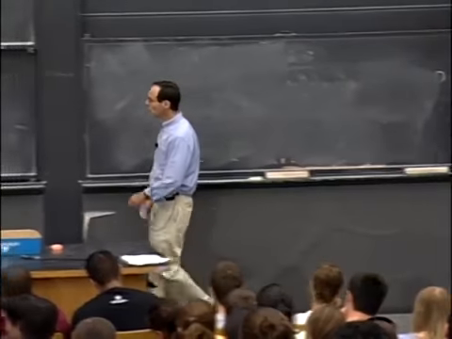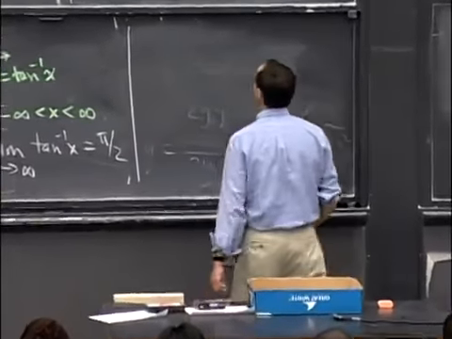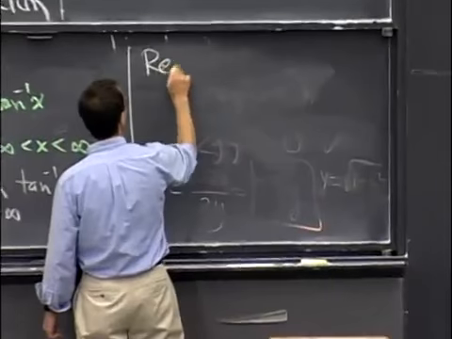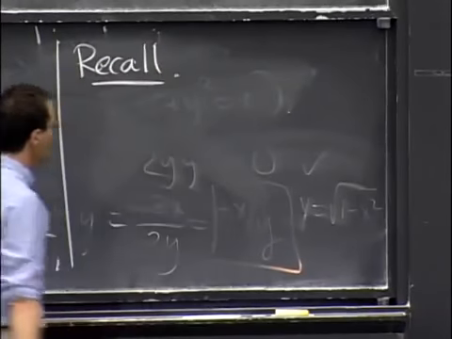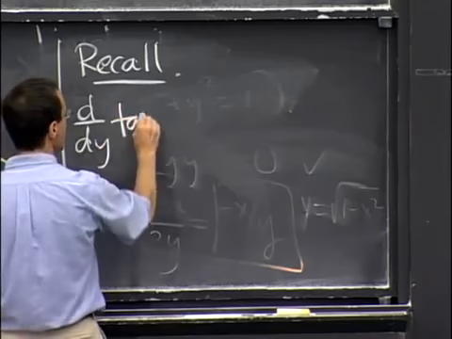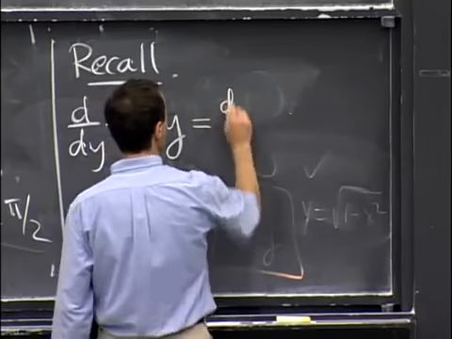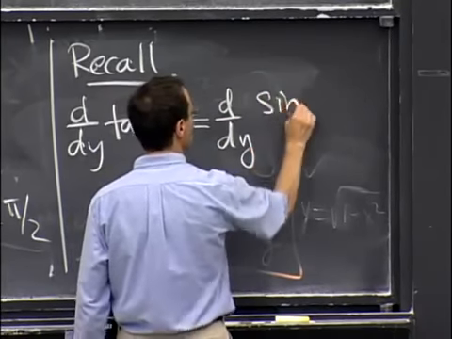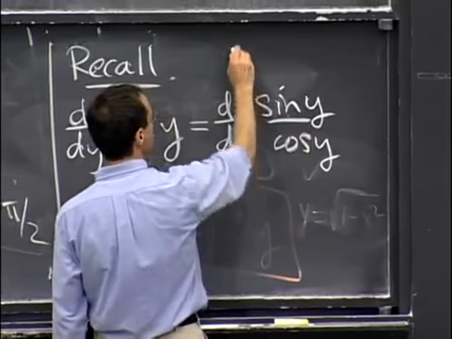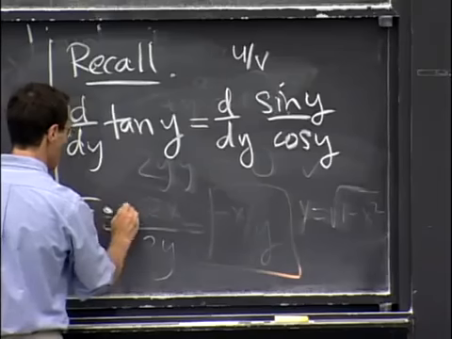OK, so now the first ingredient that we're going to need is the derivative of the tangent function. So I'm going to recall for you, and you maybe haven't worked this out yet, but I hope that many of you have, that if you take the derivative with respect to y of tan y, so this you do by the quotient rule. So this is of the form u over v, right? You use the quotient rule. So I'm going to skip this.